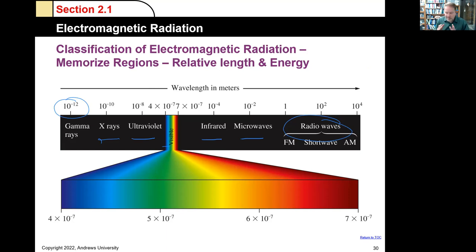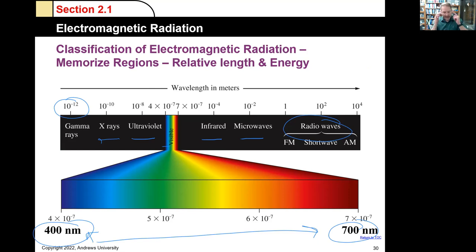Kind of in the middle is the visible spectrum, and that visible spectrum is in a very important area. It's from 400 nanometers to 700 nanometers. Blue and purple wavelengths are around 400, and reddish is around 700. Also memorize those two numbers. Those are key because that's where our visible detectors work.